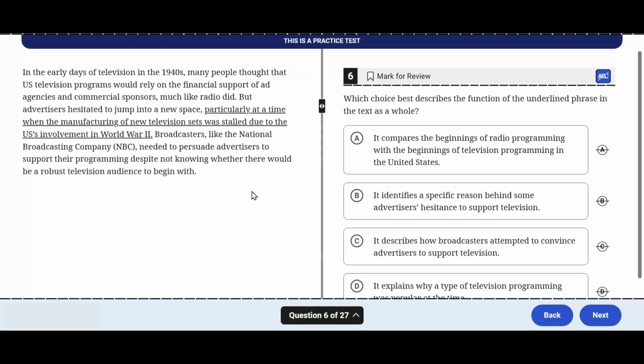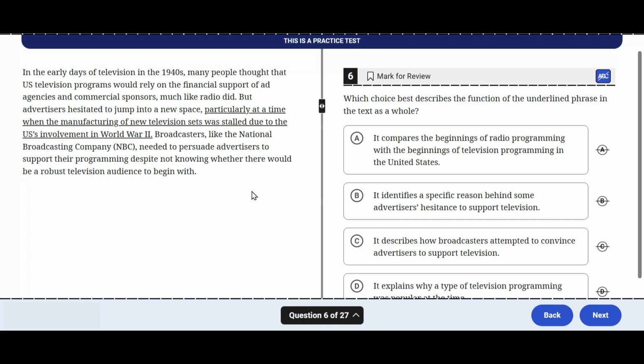All right. Same thing here. Which choice best describes the function of the underlined phrase in the text as a whole? All right, let's read that text. In the early days of television in the 1940s, many people thought that U.S. television programs would rely on the financial support of ad agencies and commercial sponsors, much like radio did.